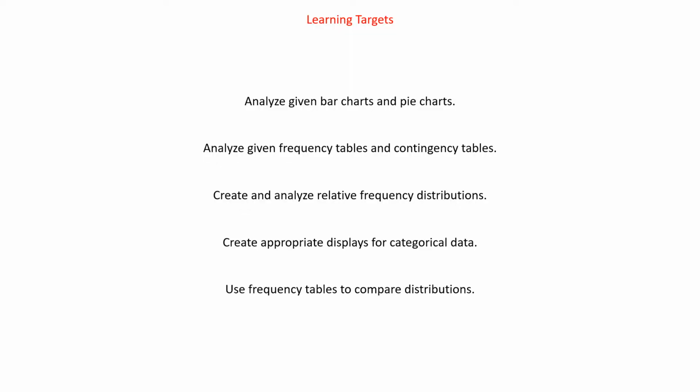So our learning targets today. My first learning target is to remember to set the learning targets to fade in when I want them to, instead of just appearing all at once. But we're going to analyze given bar charts and pie charts. We're going to analyze given frequency tables and contingency tables, create and analyze relative frequency distributions, create appropriate displays for categorical data, and use frequency tables to compare distributions.